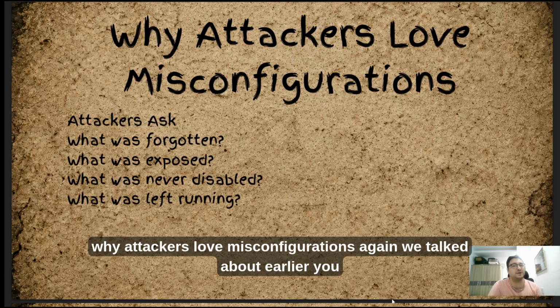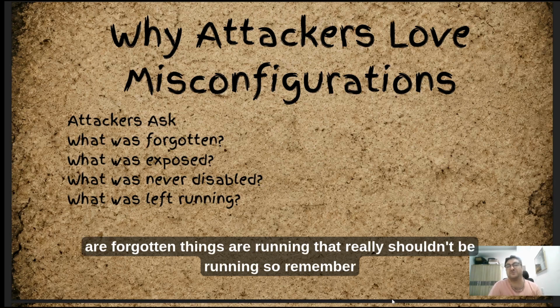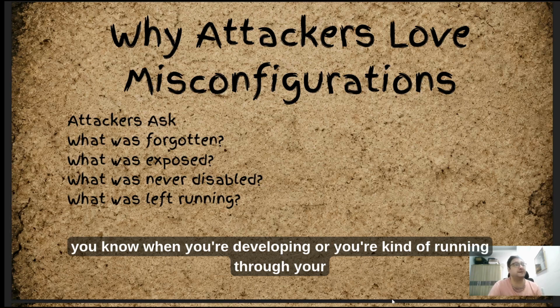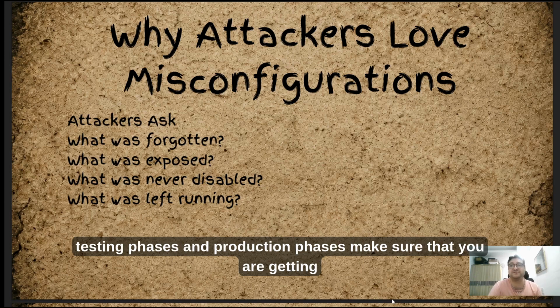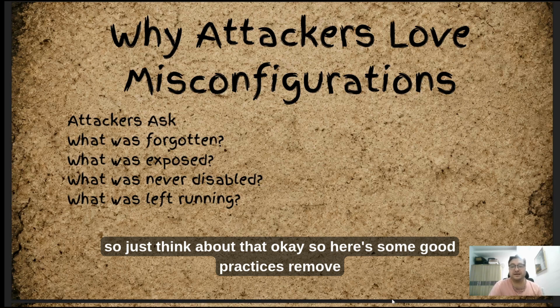Okay, so why attackers love misconfigurations? Again, we talked about earlier. It's an easy attack vector. There's no security controls. Things were forgotten. Things are running that really shouldn't be running. So remember, when you're developing or you're kind of running through your testing phases and production phases, make sure that you are getting rid of any unused or unnecessary information or ports or anything, right? So just think about that.